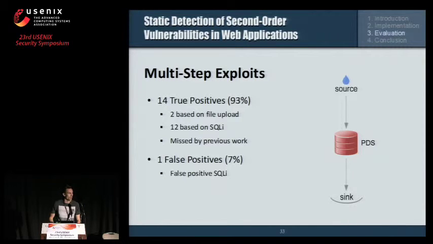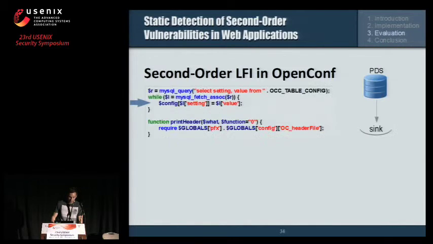We also evaluated our multi-step exploit report. Here we found 14 true positives, and they're mainly based on SQL injections where you could escalate to taint more columns, or you could return more data in a select query. And those multi-step exploits were also missed in previous work. We also had a false positive. Of course, if you flag wrongly a SQL injection, then our prototype assumes more columns to be taintable than actually are. So let's have a look at an example.